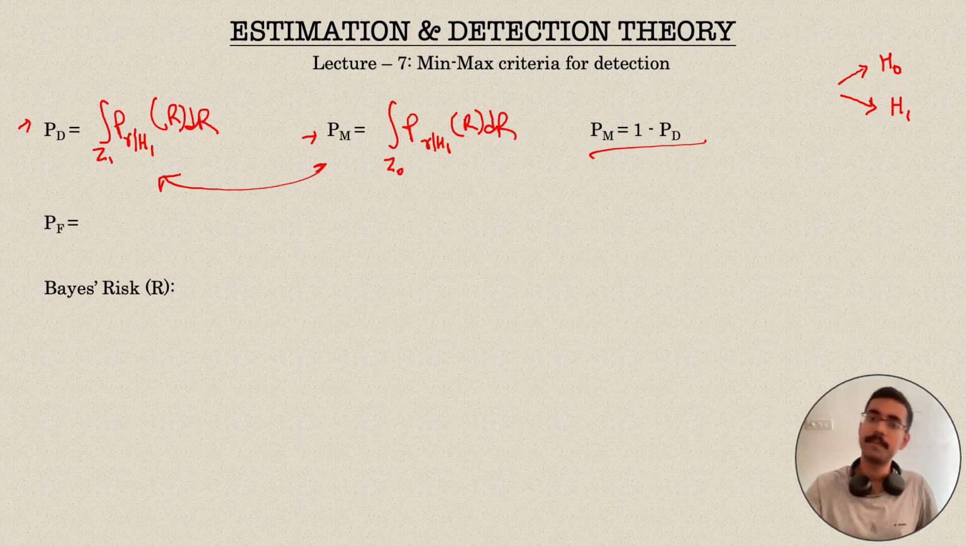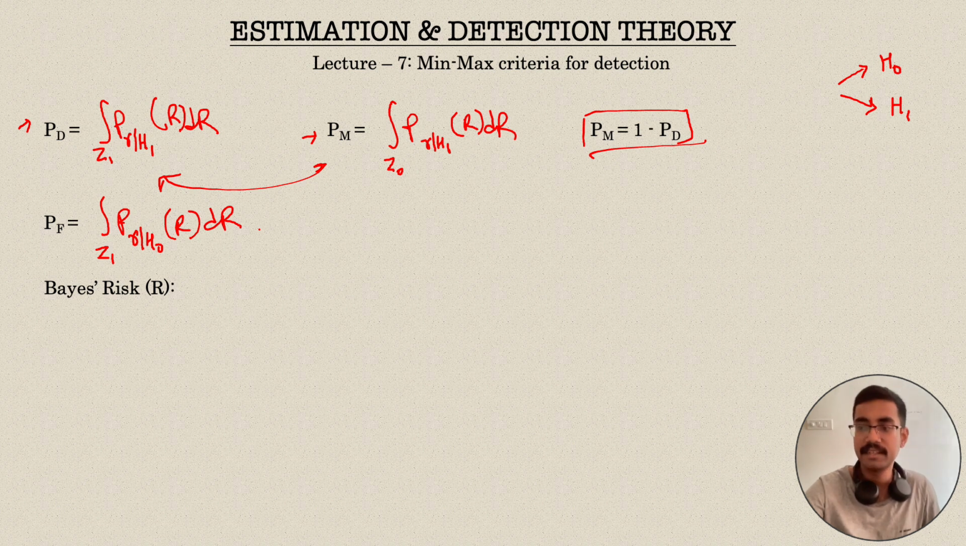So basically PM plus PD is equal to 1. Okay, so this is another relation that we have. And if we talk about the probability of false alarm, that is, the signal was not sent but it was detected, it comes under the region Z1, and because it was not sent, the hypothesis is under H0. Okay, having said that, let us write the Bayes risk.